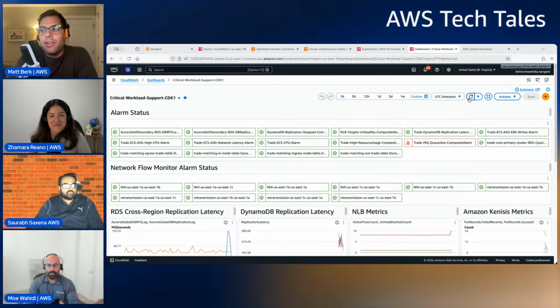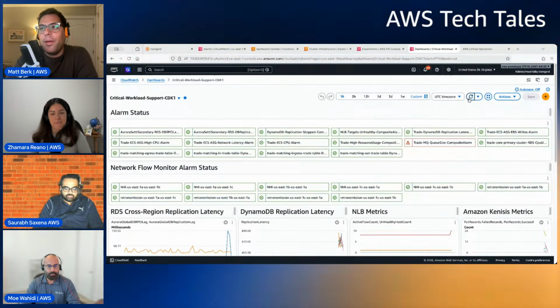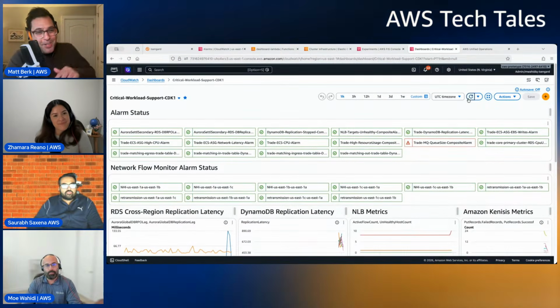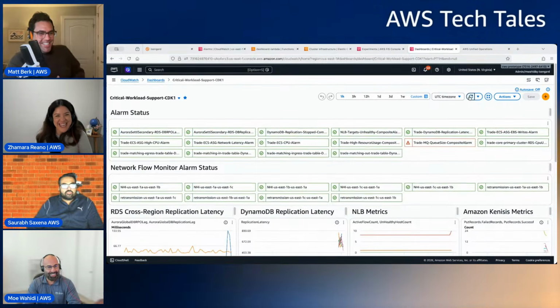Sarb, any closing thoughts that you have before we wrap up while we're waiting for this page? As soon as that page goes off, I'm shutting down the stream.